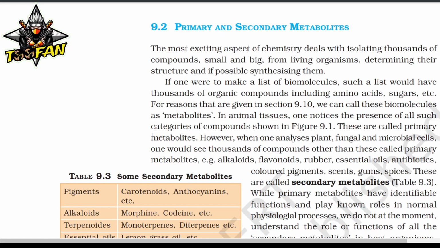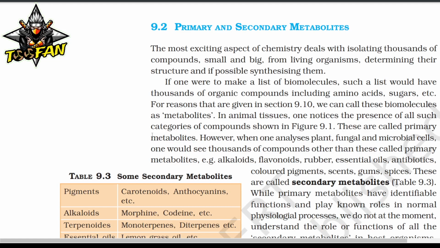In animal tissue, one notices the presence of all such categories of compounds shown in the figure. These are called primary metabolites. However, when one analyzes plant, fungal and microbial cells, one would see thousands of compounds other than these primary metabolites. Examples: alkaloids, flavonoids, rubber, essential oils, antibiotics, colored pigments, scents, gums, spices. These are called secondary metabolites.